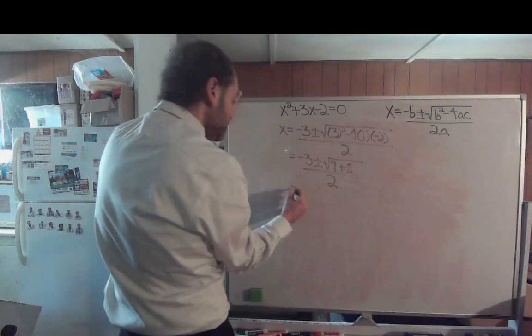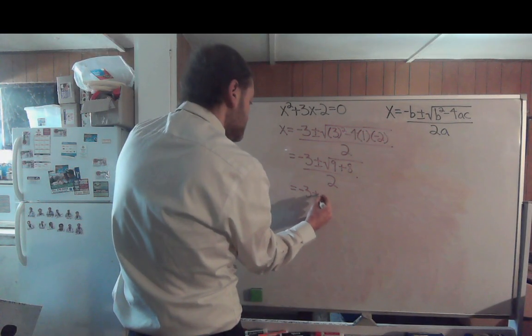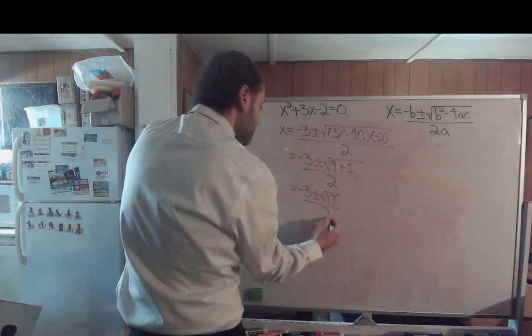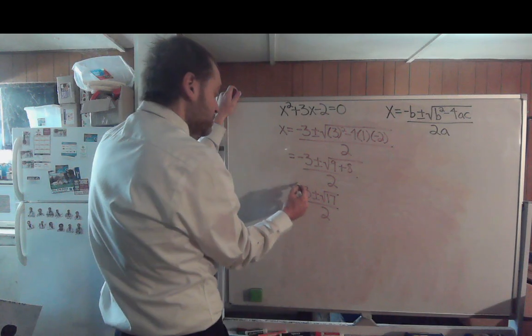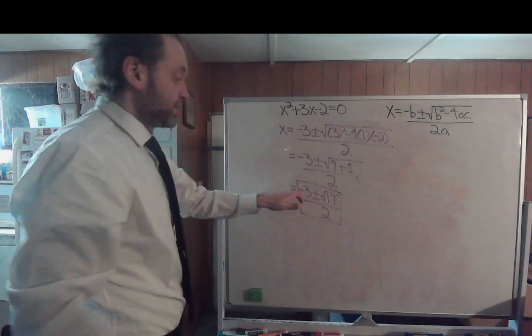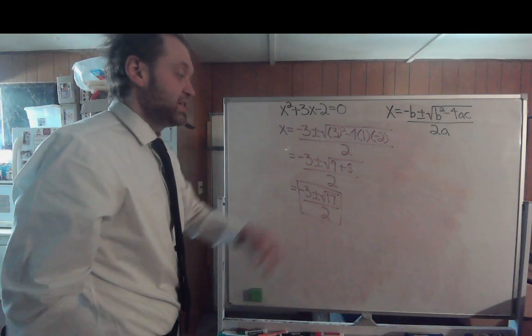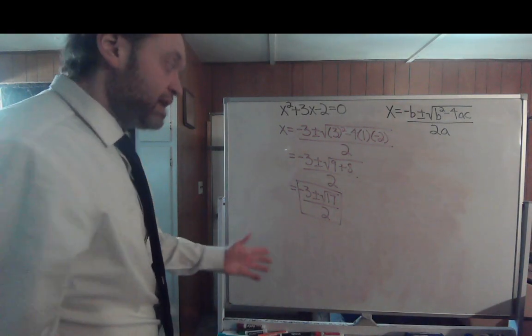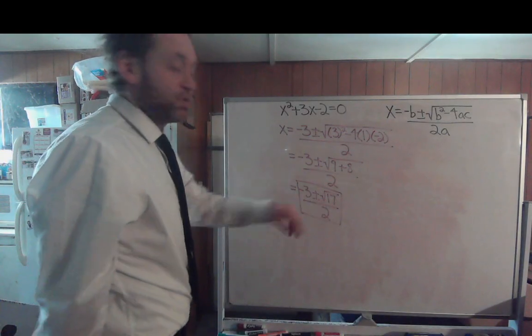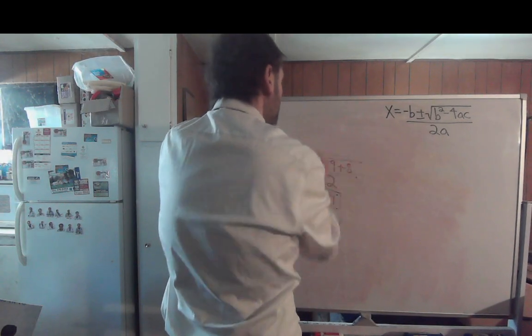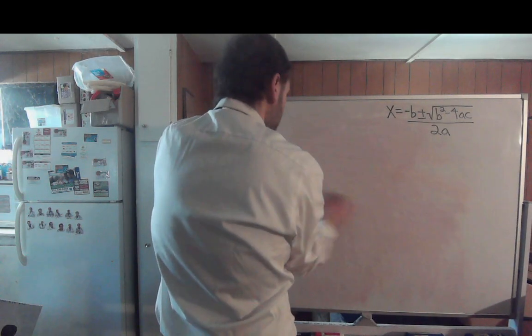And the best you can do in this case is negative 3 plus and minus the square root of 17 all over 2. There's no other way to break down the square root of 17, so x equals both negative 3 plus and minus the square root of 17 over 2. So if you can break it down, by all means do so, but the square root of 17 doesn't reduce any further. So that one you just leave as is. All right.